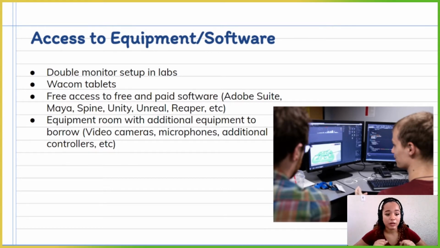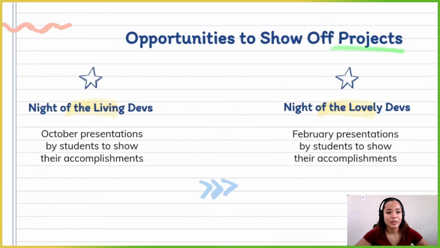There's also an equipment room with additional hardware if you need to rent it. So that's completely free of charge as long as you return the equipment by the due date. And that's anything physical that you might need to make a game, whether it's video cameras or microphones or additional controllers, or if you need a tablet pen for the Wacom tablets, they have those available. Anything physical you might need, you can find there.